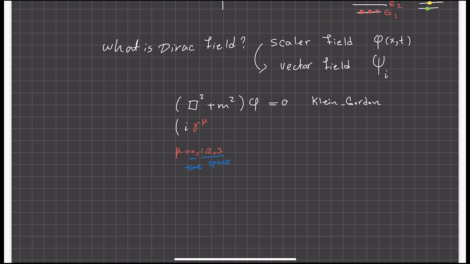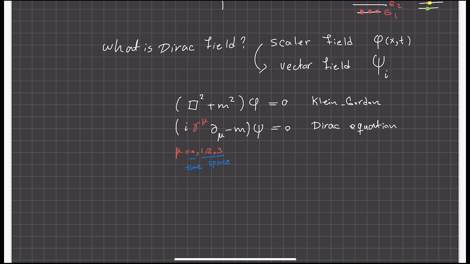And then we have the derivative, but the derivative also has the index mu. So we're going to have the matrices and the derivative mixed together. Minus m, or the mass, and then acting on some vector field equal to 0. So that's a definition of Dirac equation.